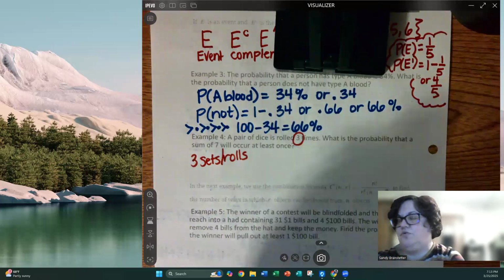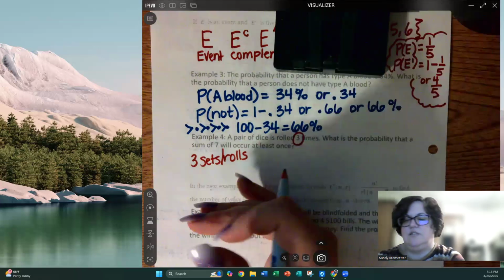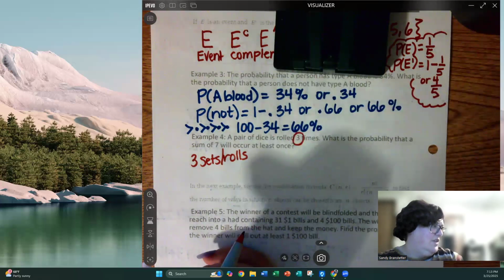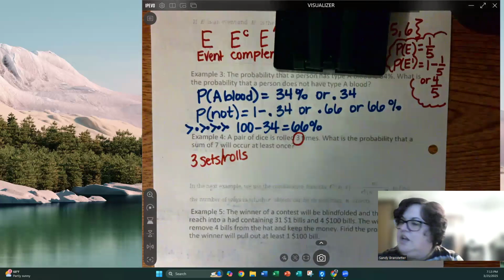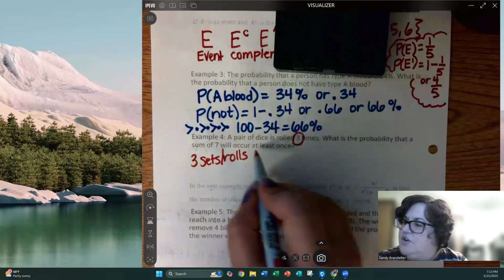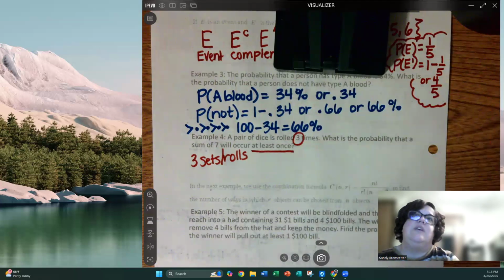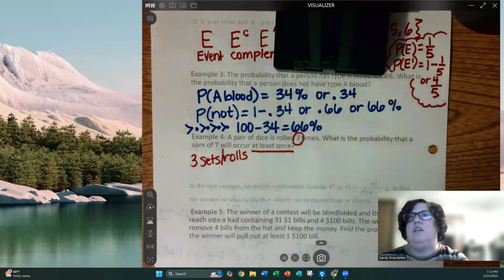So I'm going to drop my 2 dice, see what the answer is, and do that 3 times. As we're looking at this one, we're looking for if it occurs at least once. And there's 2 different ways you can do these. If you want to figure out at least once, twice, or all 3 times, then you can do it that way.